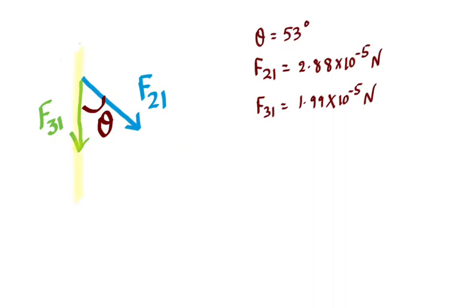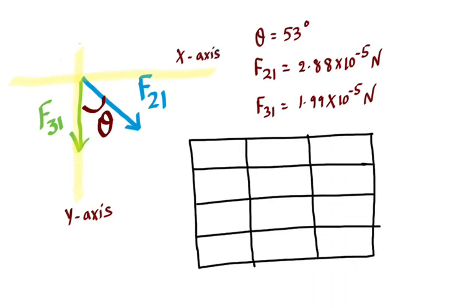Now we have to check where is the y-axis and where is the x-axis. So we can see the y-axis and the x-axis drawn, and we can now analyze that F31 is on the y-axis, but F21 is not on the y-axis or the x-axis. That means we have to do the component method.